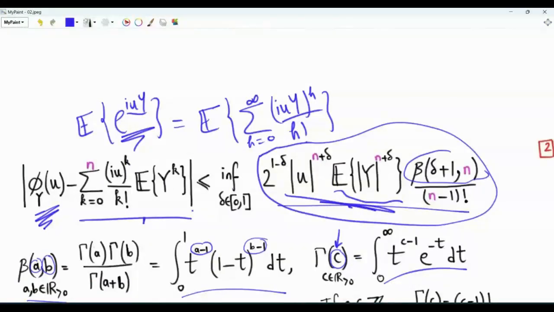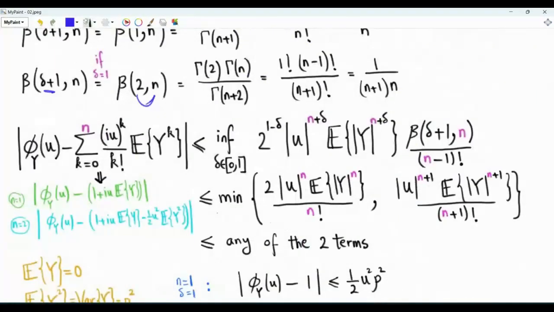Because this upper bound is valid for any delta between 0 and 1, we can choose to use this minimum as our upper bound. So we can upper bound this magnitude using the minimum of this quantity evaluated at delta equals 0 and at delta equal 1. Or we can choose one of these two terms. So again, all these are valid upper bounds that can allow us to bound this magnitude, which will appear to us as we will see.